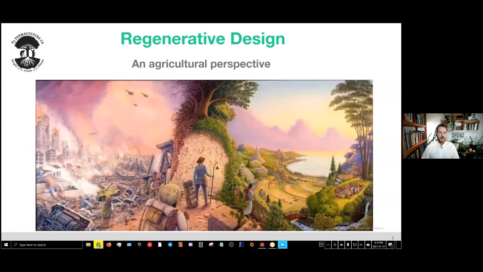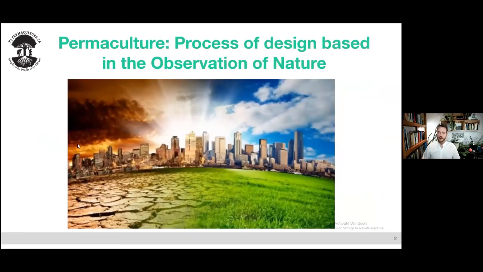Regenerative design is a better word to start with when we're looking at regenerative agriculture and permaculture, because permaculture is really a design science that's used to solve problems that we're facing, and not just agricultural problems. They can be business design and setup, they can be actual structural design for your home, they can be many different forms of application, technological or whatnot. So today we're going to really focus on the agricultural perspective. Permaculture is a process of design that's based in the observation of nature.